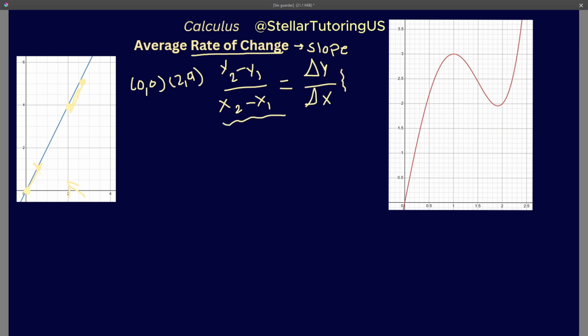So when we plug it in, we have 4 as our y2, 0 as our y1. And as our x2, we have 2, and our x1, we have 0. 4 over 2, the slope is 2. Boom. And we can look at that here. The rise is 2 and the run is 1. Simple. And this is true throughout the entire graph because it's linear, it's a line.